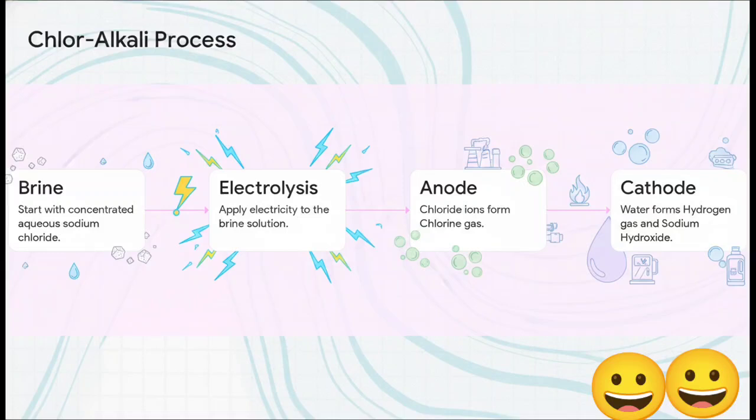This massive shock breaks the brine apart into 3 hugely important industrial ingredients. At the positive anode, we get chlorine gas, which we use to treat water and make plastics. At the negative cathode, we get hydrogen gas, used for fuel. And what's left over in the water? Sodium hydroxide, a really strong base we use to make soaps. 3 vital products from just 1 puddle of salt water.